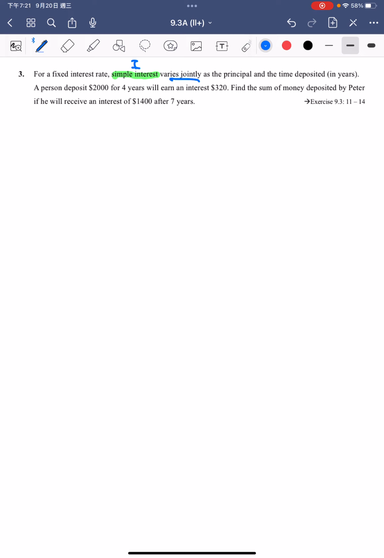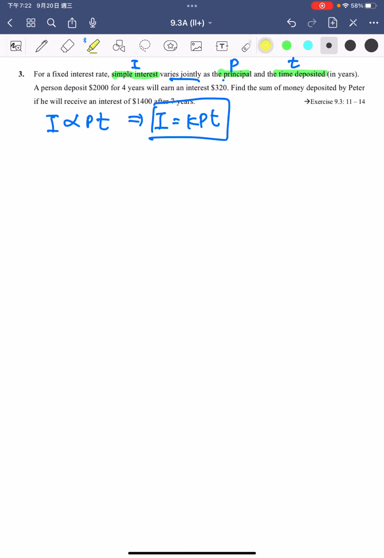So I varies jointly, so it is directly proportional to both the principal and the time deposit. So we can write that I is proportional to P and proportional to T, so that we can write I is proportional to PT, which means that I is equal to KPT. So that's the first equation that we have.